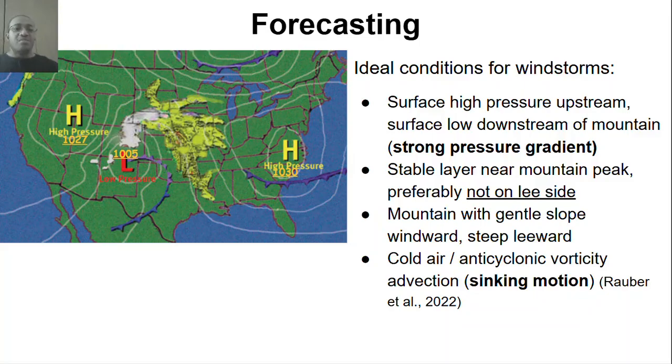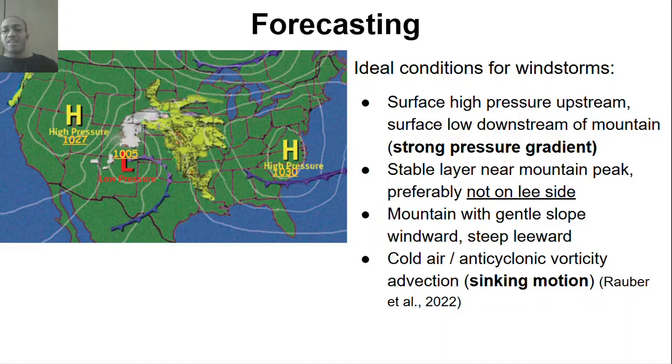Also, of course, you like to have a mountain boundary. You cannot see it on the map, but one example would be the Rocky Mountains located on the eastern side of Montana and Wyoming, stretching down into Colorado. Preferably, a mountain with a gentle slope on the windward side, and then a steep slope on the leeward side is better able to support those strong winds, as the steeper it is going down, the greater the acceleration is.